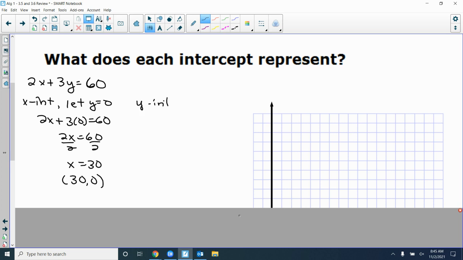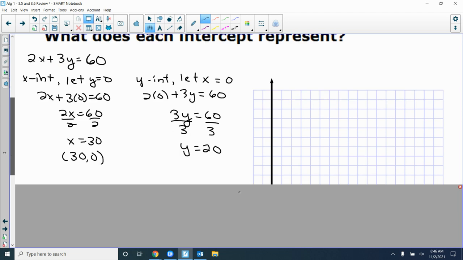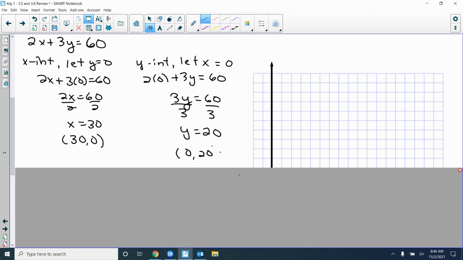Y-intercept. Reese, what do I got to let equal 0? 3. Or no, it's 2. Well, the 2's got to stay, but you let the x equal 0. So it's always the opposite. For the y-intercept, you let x equal 0. For the x-intercept, you let y equal 0. That becomes 2 times 0 plus 3y equals 60. 3y equals 60, divided by 3, divided by 3, y equals 20. So that gives me 0, 20.